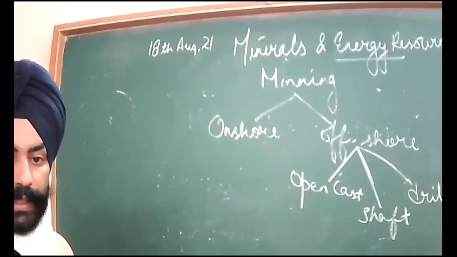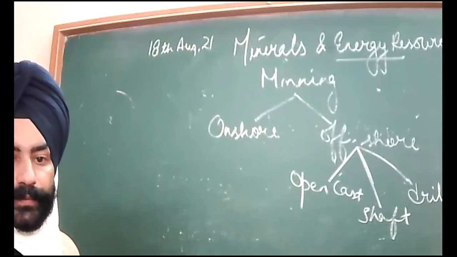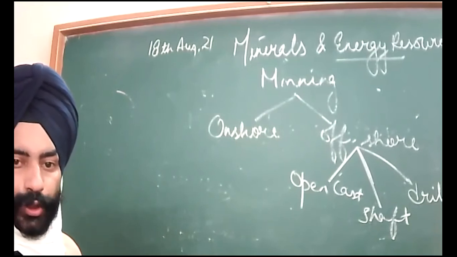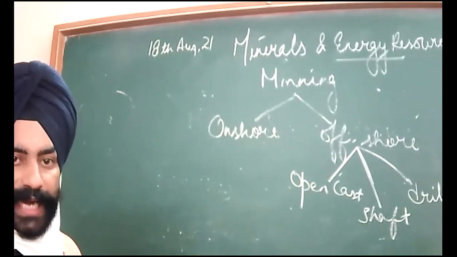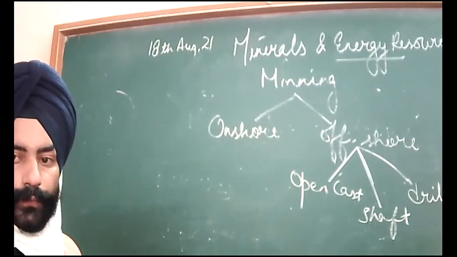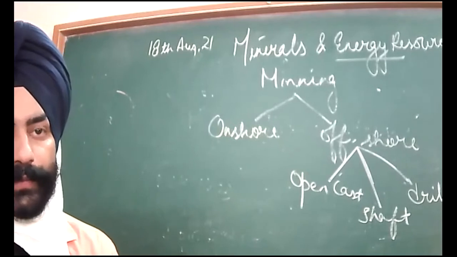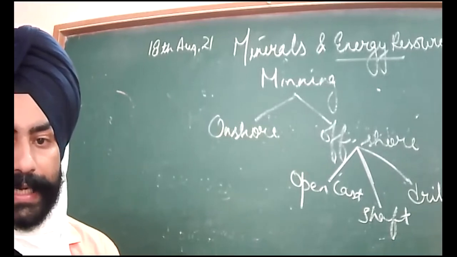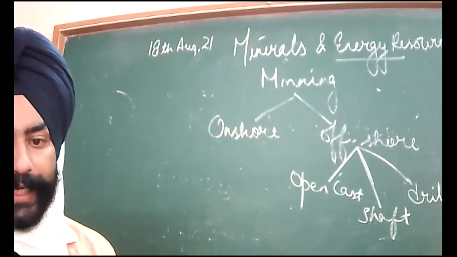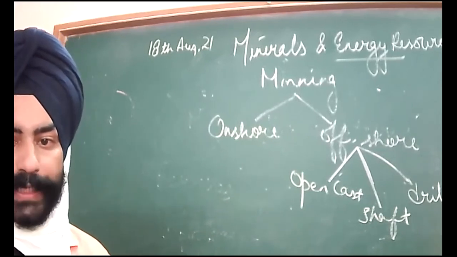Shore means coast. When minerals are extracted from mines located on the coast of a country, it is known as onshore mining. Coast means where the land separates the water body.